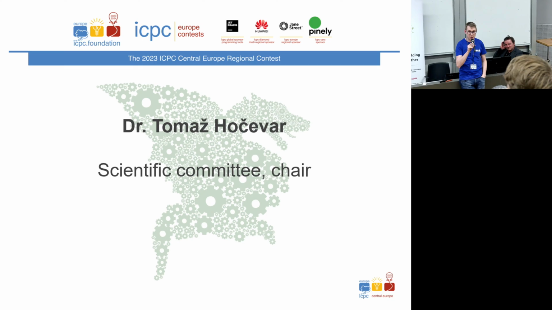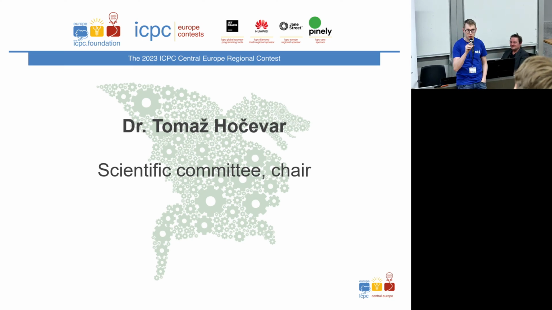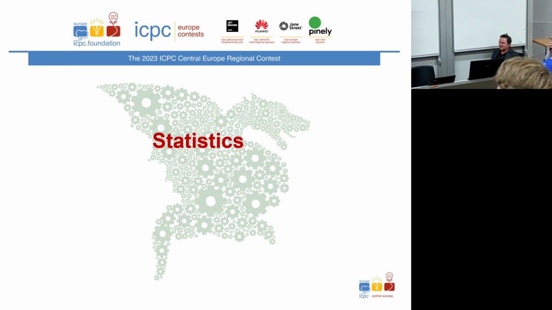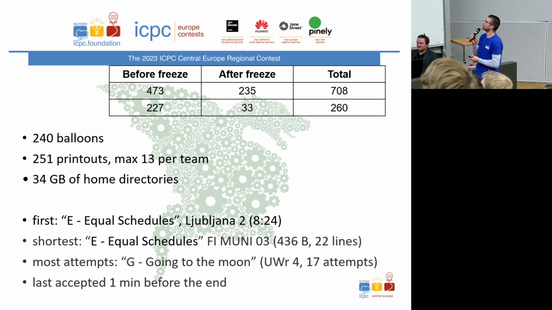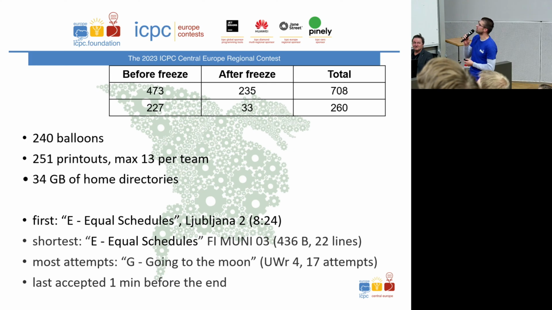Next, Tomasz is coming back up to reveal some statistics about the contest. Okay, so we'll keep this short. Oh, here's the clicker. So some interesting statistics without spoilers for now. First off, some number of submissions. So before the freeze, we had almost 500 submissions. Out of these, 230 were correct.